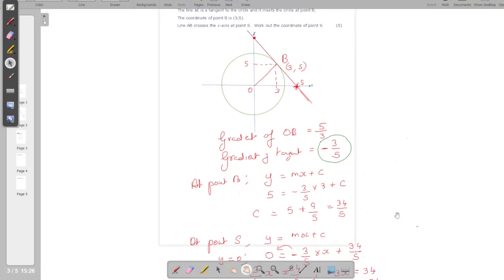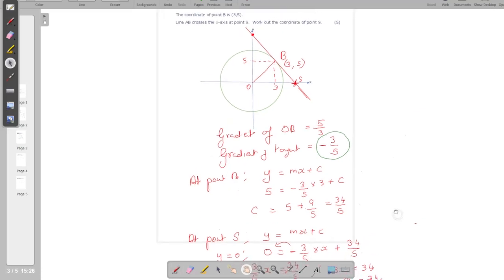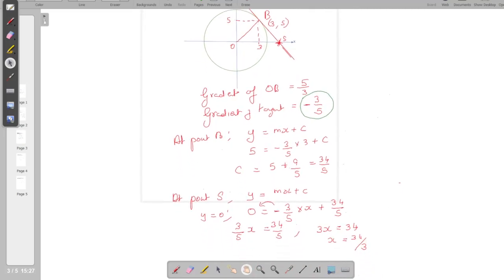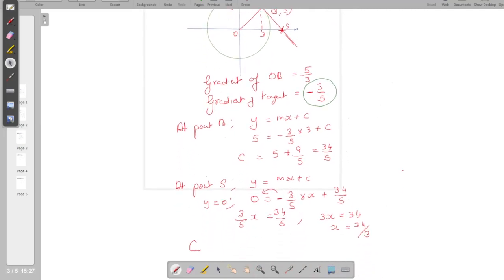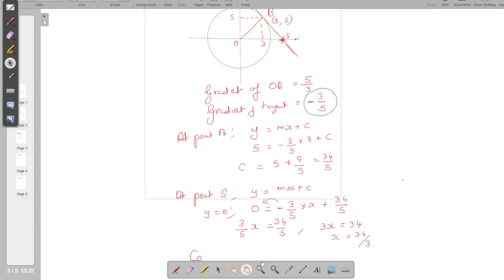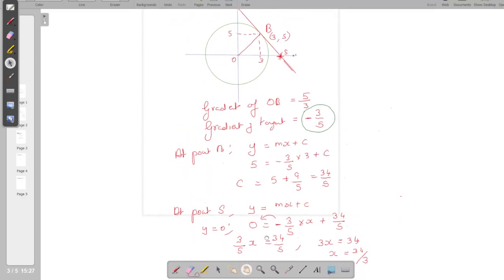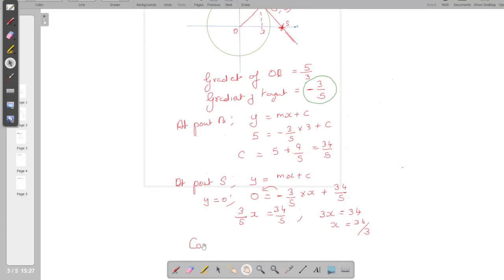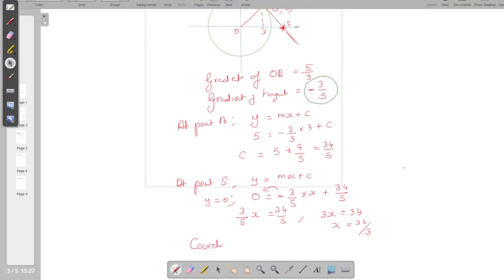The question is asking you to work out the coordinate of point S. So the coordinate of point S is (34/3, 0). y is 0. That's what the answer is. Let's go to question 3.